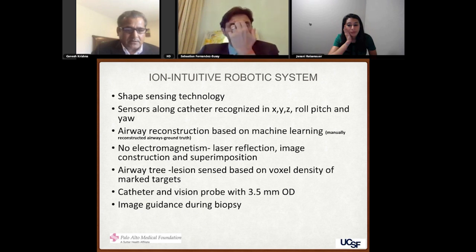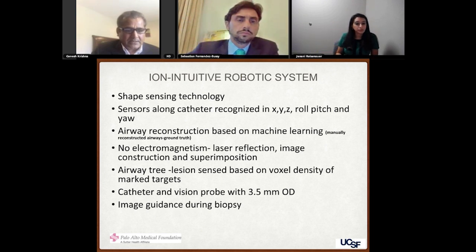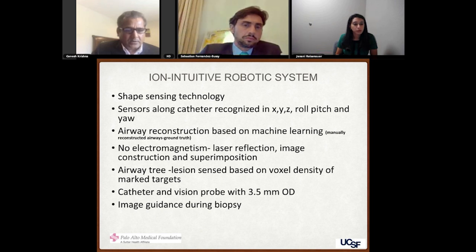And as I said earlier, even if you have a shape sensing technology, if you don't have an appropriately reconstructed airway, then you're not sensing the right shape. So it is a good complementary tool to the existing shape sensing technology to ensure accurate navigation and reach of targets. So the system does not use electromagnetism. As I said earlier, electromagnetism-based systems with sensing volume are largely becoming obsolete. So that, again, would be an additional advantage over and above what a robot can offer.